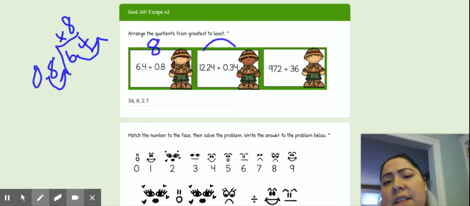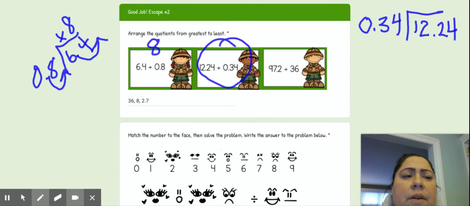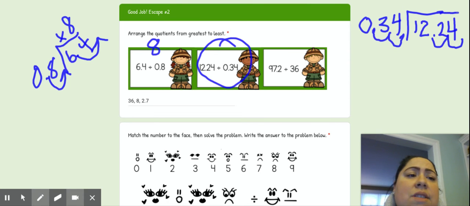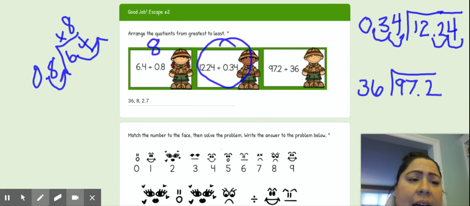If I move over to this one here, I'm going to continue working on my screen. I have 0.34 divided by 12.24. Again, decimal on the side, you need to slide. You're going to slide it 2 times until there is no decimal in the number, and then you can continue the division. For the last one, you have 36 as your divisor, 97.2. There's no decimal on the side, but there's a decimal in the house, so you need to raise it to the roof and continue your division.